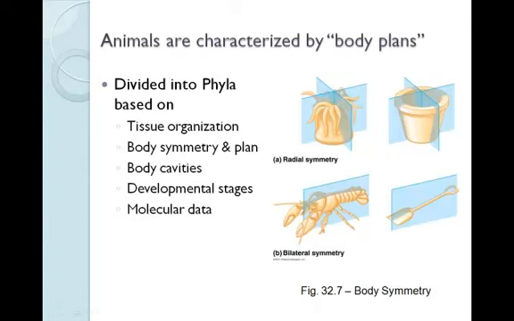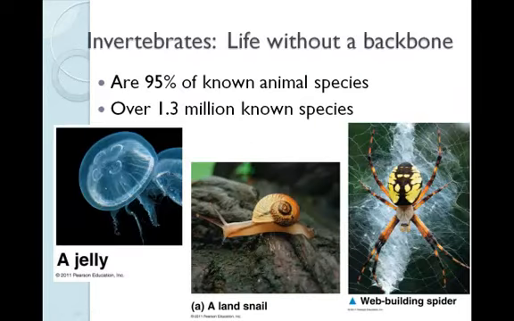The kingdom Animalia is divided into phyla based on several characteristics. These include tissue organization, if there are 1, 2, or 3 tissue layers, the body plan and symmetry, such as radial symmetry or bilateral symmetry, the body cavities, the developmental stages of the animal, and the molecular and genetic makeup of the organism. The animal kingdom can be divided into two major subgroups, the vertebrates, animals with backbones, and the invertebrates, animals without backbones. The invertebrates are the largest group of animals and make up over 95% of the known animal species. There are currently over 1.3 million known species of invertebrates, and there are certainly a lot of species that we have not yet identified.